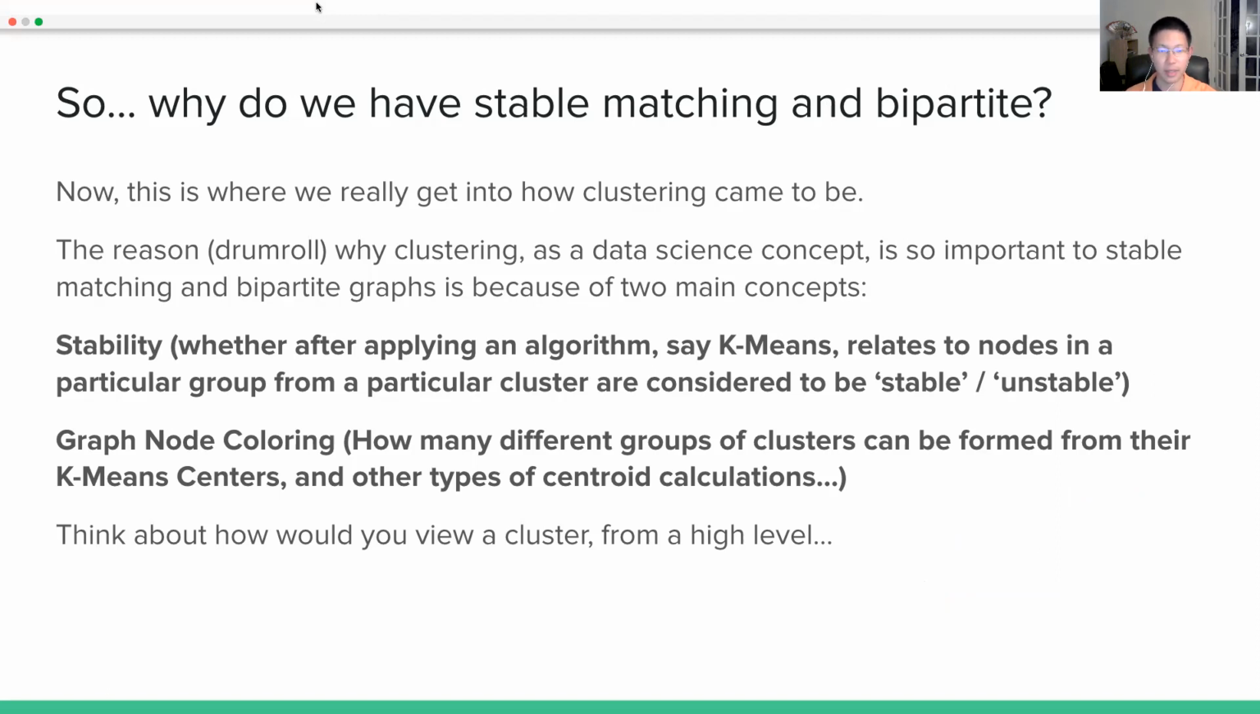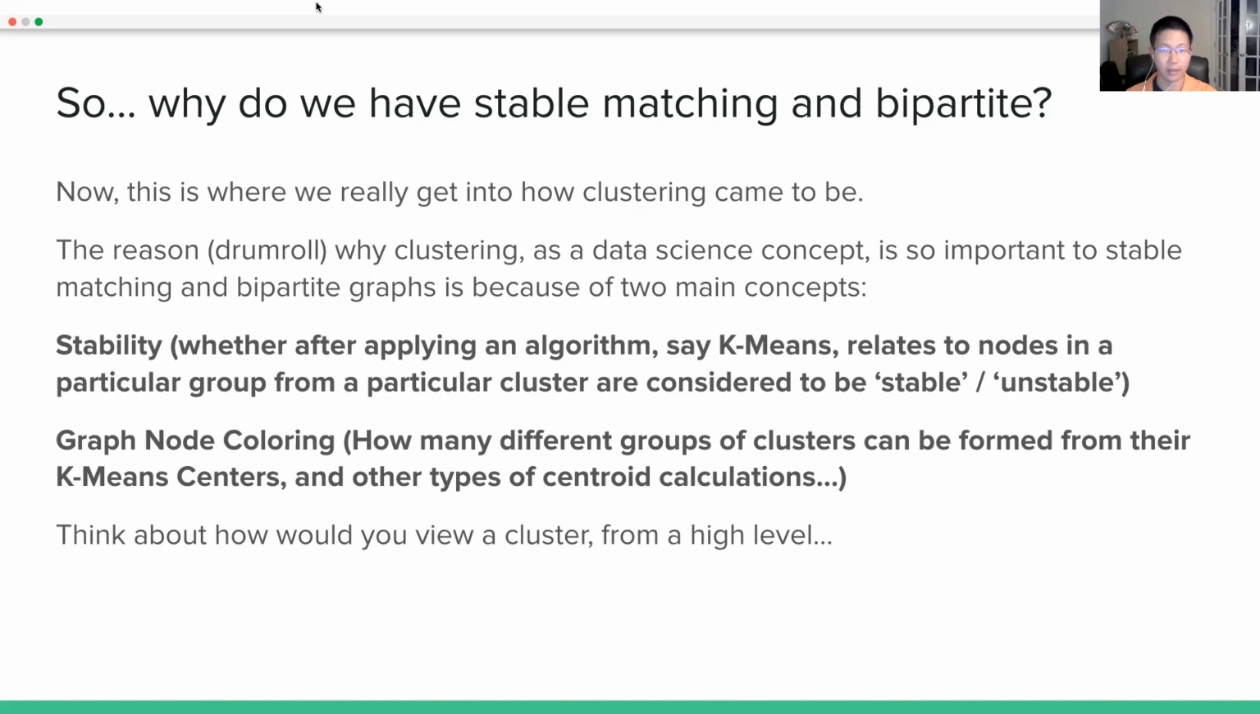It's so important because stable matching and bipartite graphs bring you two main concepts. The concept of stability: whether applying algorithms, let's say k-means, relates to nodes in a particular group from a particular cluster, which is considered stable or unstable. Fun fact, in one of my interviews for Northeastern Co-op, and also for full-time before going to Dell, we were asked about stability of a graph for a Hadoop node. And I answered stability, which was really good, because stability is a particularly tough topic to understand unless you understand how clustering works. It's definitely not as straightforward as stable matching, as you will see.